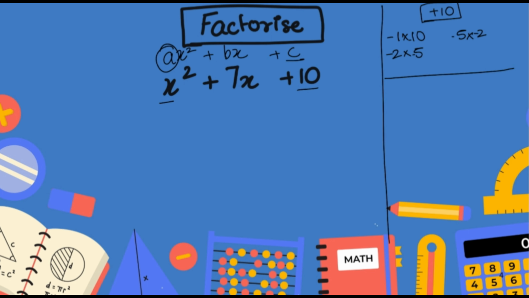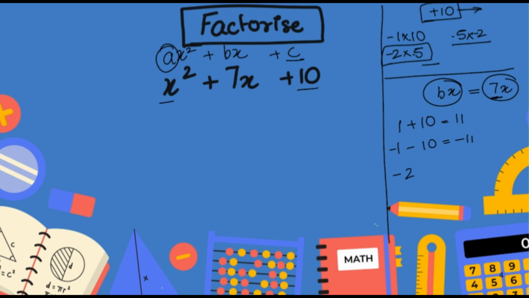Okay, now what we are going to do is split the bx. What is bx over here? We have 7x. So what we need to do is add or subtract the factors of 10 in order to get 7. Okay, so 1 plus 10, I get 11. Or if I do 1 minus 10, I get negative 11, which is incorrect. I'm going to move on to the next one. If I take negative 2 and negative 5, I get negative 7.